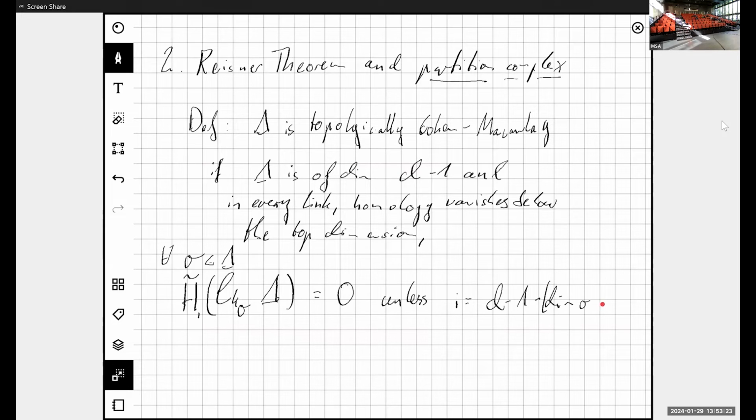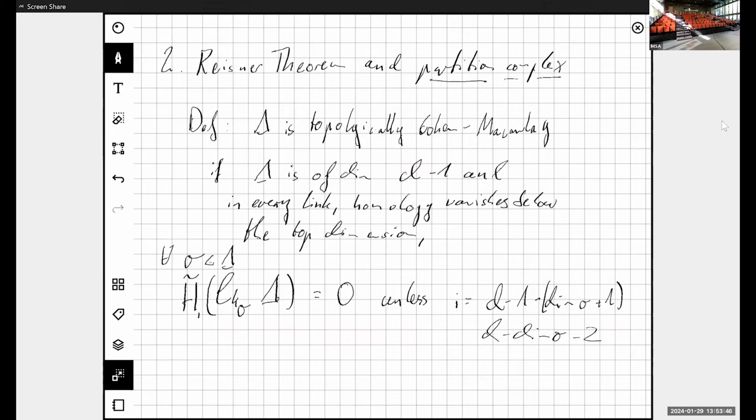Now I have to be careful. For the empty face, I want this to be, so this would be minus 1, so I have to plus 1. Okay? So d minus dimension sigma minus 2. Correct? I hope so. I always get the indices wrong.